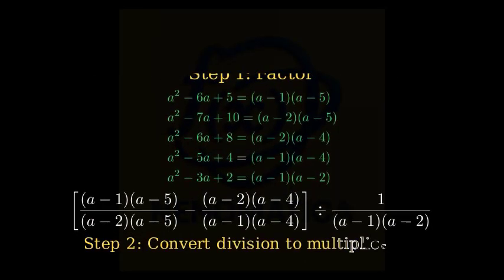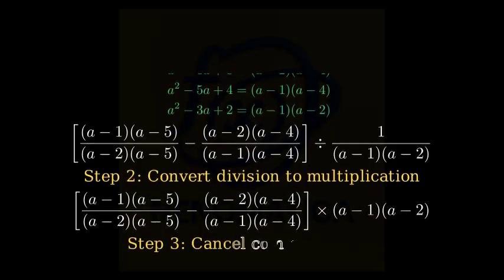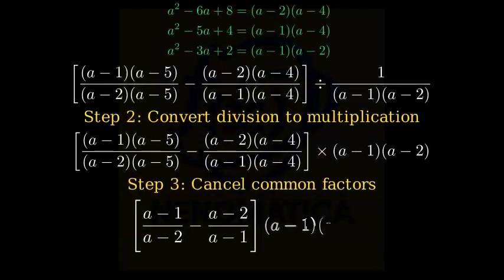Step 2. Division becomes multiplication by the reciprocal. We multiply by (a minus 1) times (a minus 2). Step 3. Cancel the common factors in each fraction. In the first fraction, the factor a minus 5 cancels. In the second fraction, the factor a minus 4 cancels. That leaves (a minus 1) over (a minus 2) minus (a minus 2) over (a minus 1), all times (a minus 1) times (a minus 2).